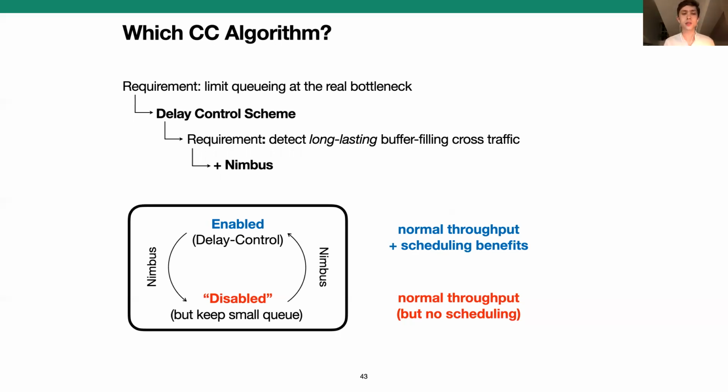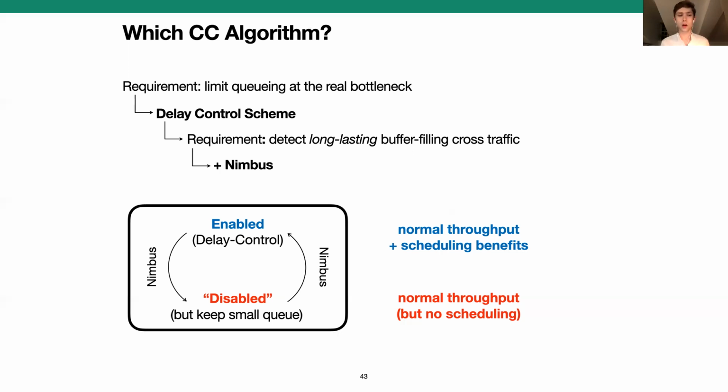Now, unfortunately, it's known that these delay control schemes lose throughput whenever they compete with buffer filling traffic. If this buffer filling traffic is long lasting, then sacrificing throughput in the long term would actually outweigh the benefits of scheduling. So to address this, we use a recent mechanism from our group called Nimbus, which superimposes over top an existing congestion control scheme, and then reinterprets the congestion control signals to measure whether or not any of the cross traffic is buffer filling.